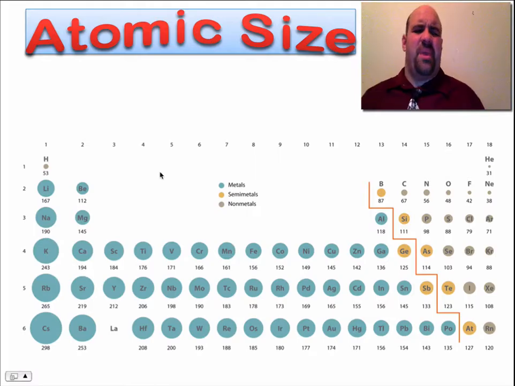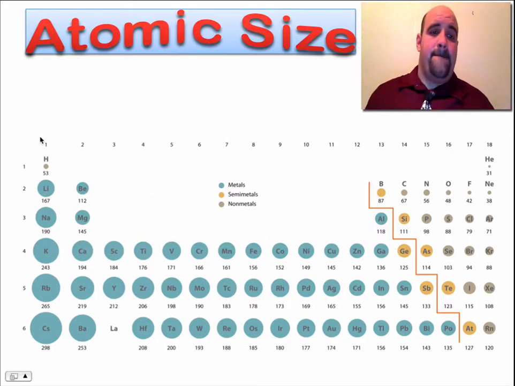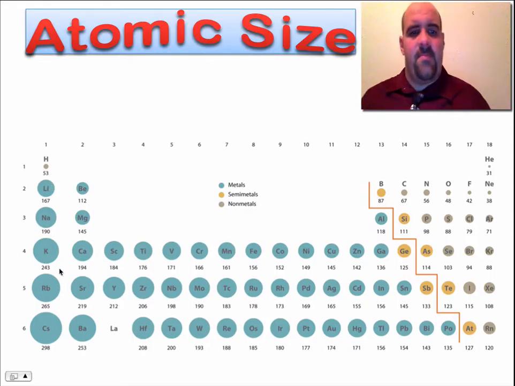And this is a pictorial representation of the size of atoms. Hydrogen is smaller than lithium, but sodium is bigger than lithium. Potassium is bigger than sodium. Potassium is bigger than calcium and scandium going all the way over. So atoms get smaller going from left to right, bigger going from top to bottom.